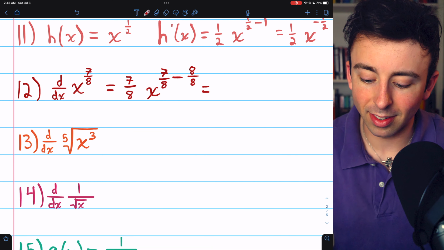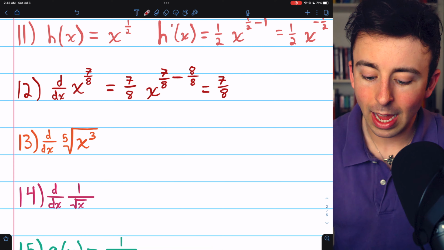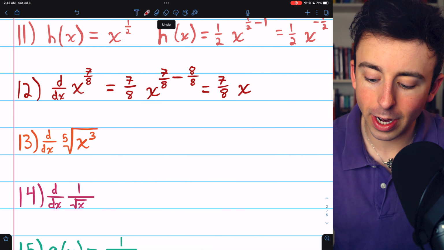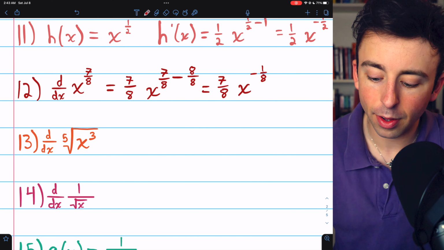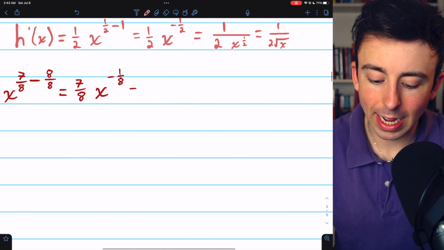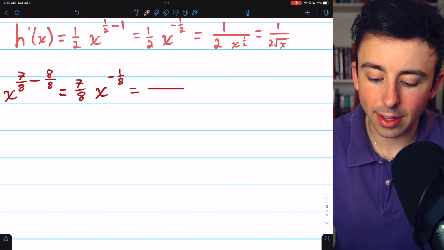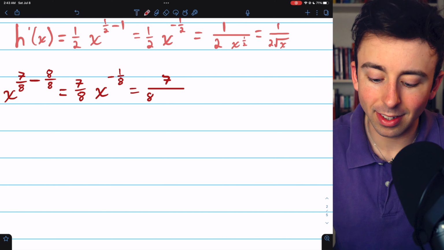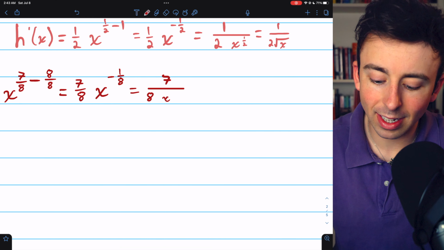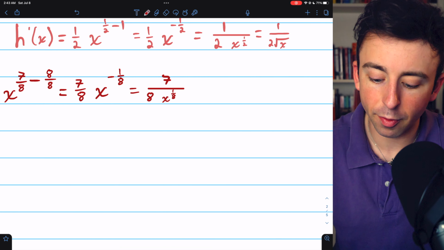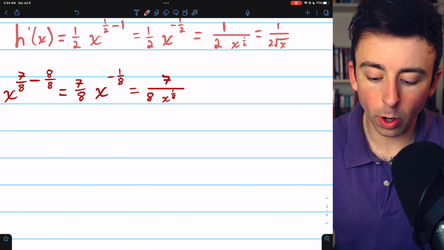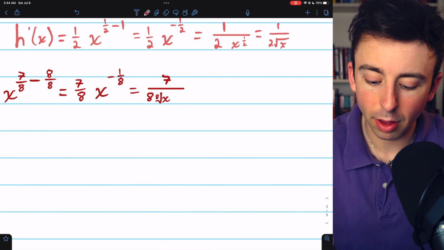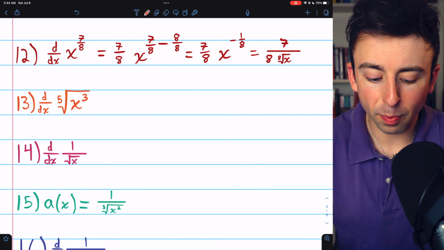This is equal to 7 over 8, and then x to what power? Well, 7 over 8 minus 8 over 8 is negative 1/8. We can then rewrite this to get rid of the negative exponent. There is a 7 in the numerator because of this factor of 7/8, and the 8 is in the denominator, and then x is in the denominator with now a positive power of 1 over 8. Or if you prefer, instead of writing a power of 1 over 8, we could write the 8th root of x. All right, here's problem 13.